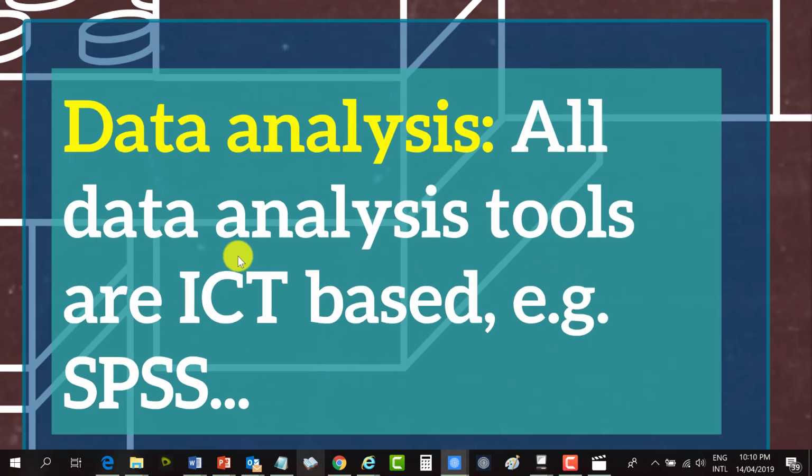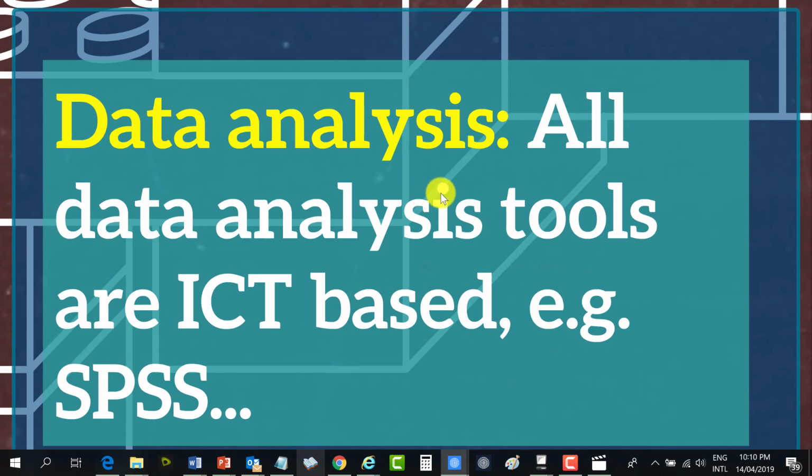So let's go on. What about data analysis? Now, all the data analysis tools that we're using, all of them are ICT based. So as you can see, my dear students, from title to the defense of your thesis, there's no running away from ICT. It's ICT through and through.